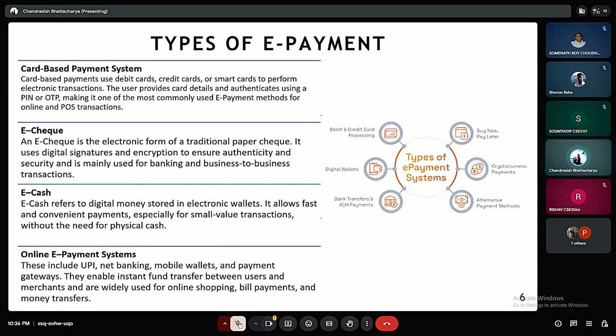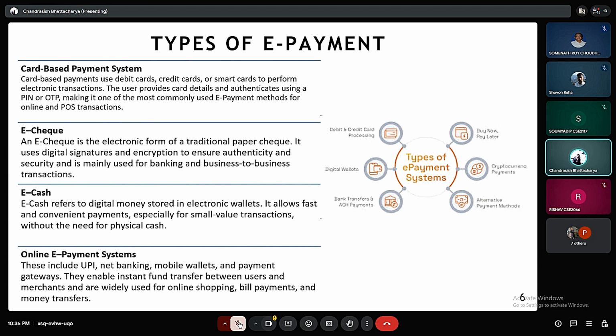Good evening, sir. Myself Chandrajit Bhattacharya, and I will be talking about the different types of e-payments. There are mainly four kinds of e-payments used in today's modern world. They are card-based payment systems, e-checks, e-cash, and online e-payment systems.